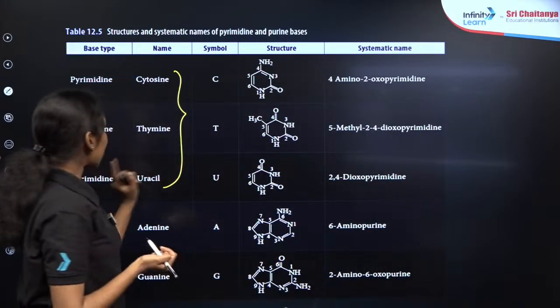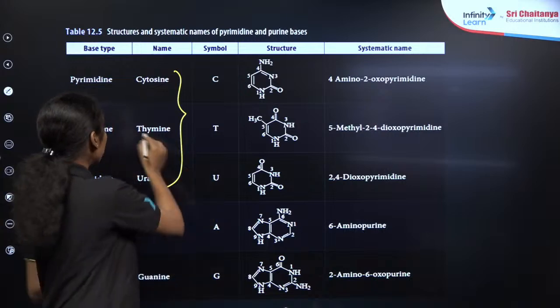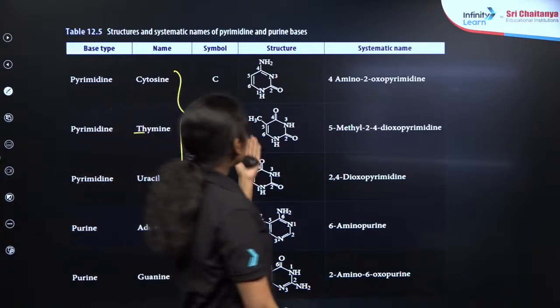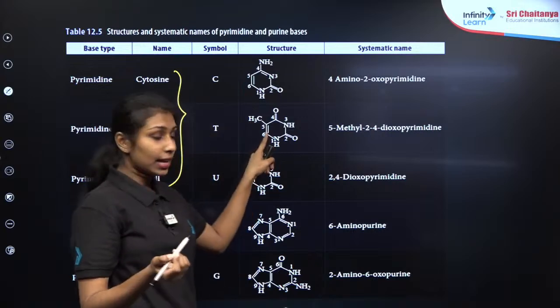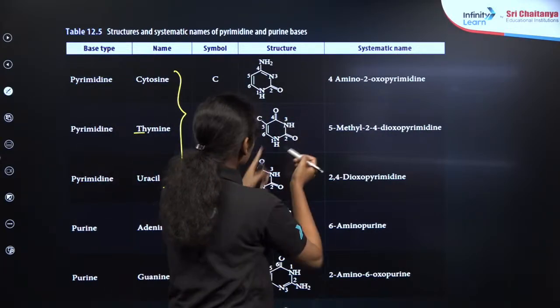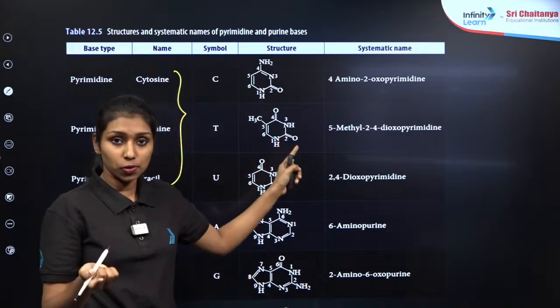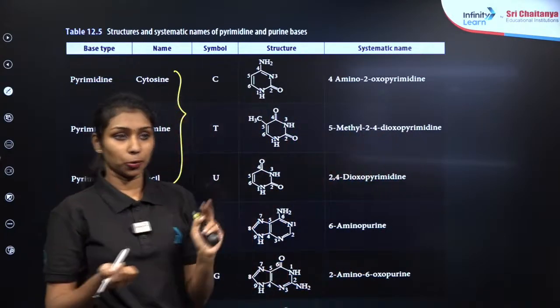Then the second one is thymine, abbreviated or the symbol is given as capital T, first letter of thymine. Then this is the structure. In the fifth position, there is a methyl group. So it is 5-methyl. In second and fourth position, there will be the keto group or the oxo group. So it is named as 2,4-dioxopyrimidine, belongs to the pyrimidine group.